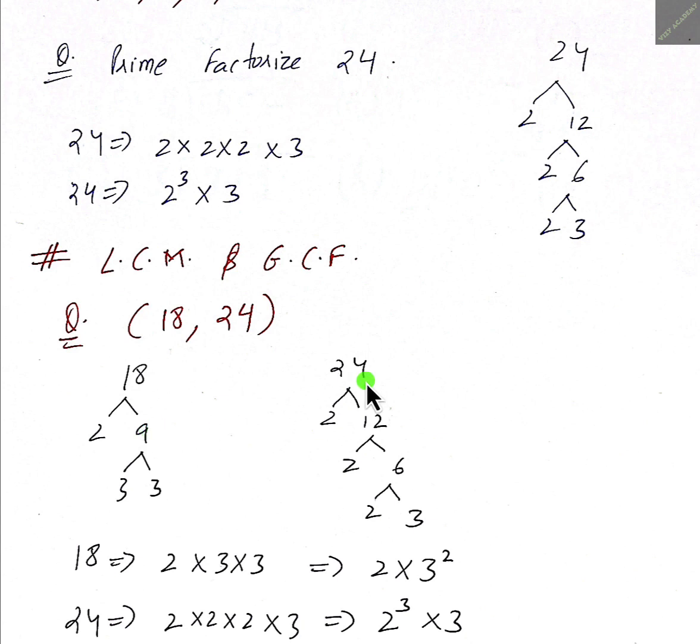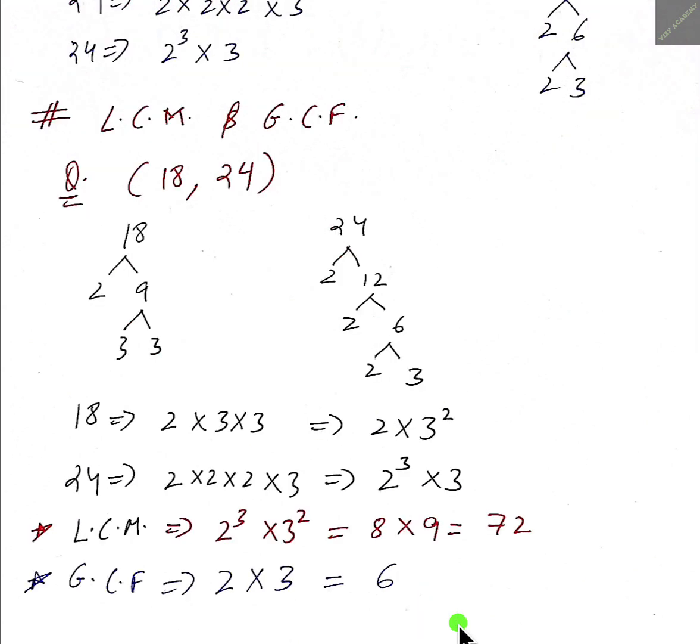Similarly, 24, which we prime factorized above, can be written down as 2 times 12. 12 can be written down as 2 times 6, and 6 as 2 times 3. So 18's prime factors are 2 multiplied by 3 multiplied by 3, or 2 times 3 square. Similarly, 24's prime factors are 2 multiplied by 2 multiplied by 2 multiplied by 3, which is 2 cube times 3.